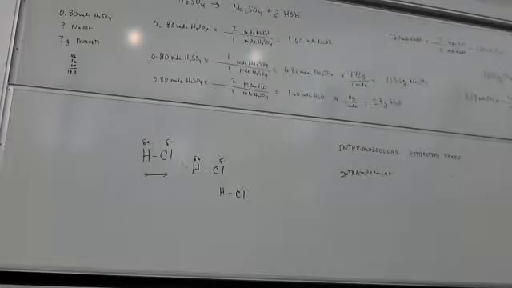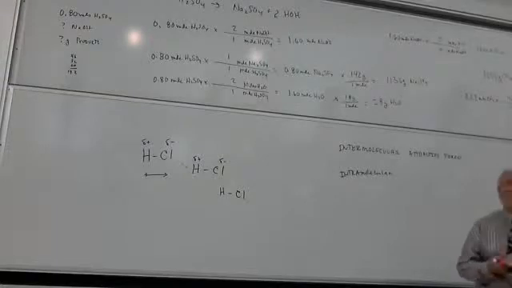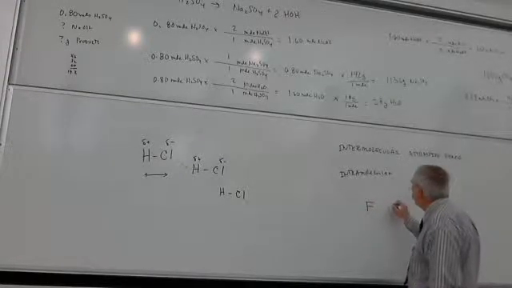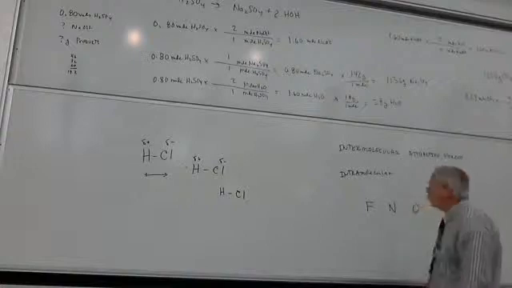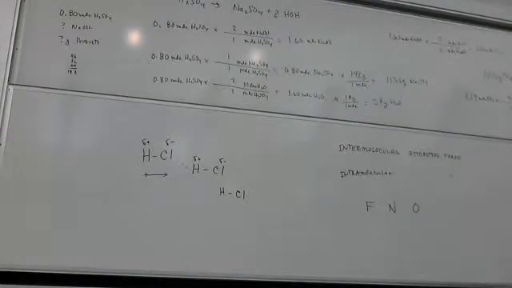Now, there's a couple of special cases, one particularly special case, that we should be aware of. When hydrogen is attached to a highly electronegative element, and there are 3 of them that count. They are fluorine, nitrogen, and oxygen. When hydrogen is attached to one of those guys, the dipole becomes very significant. It becomes stronger, okay?